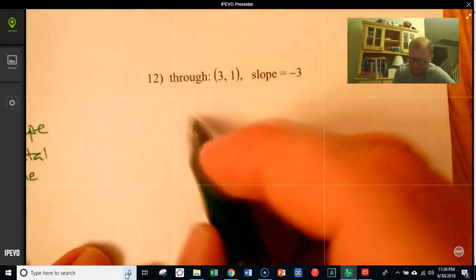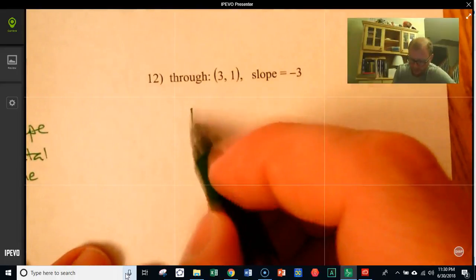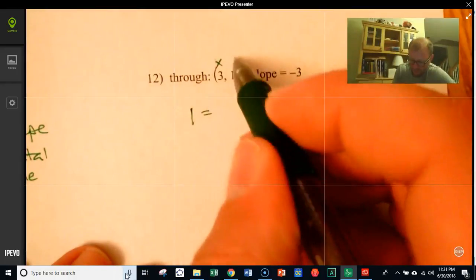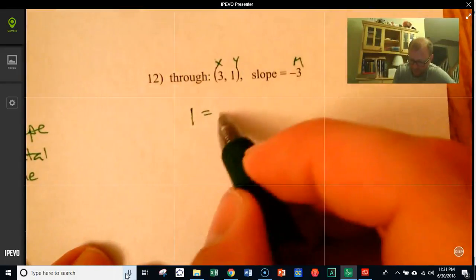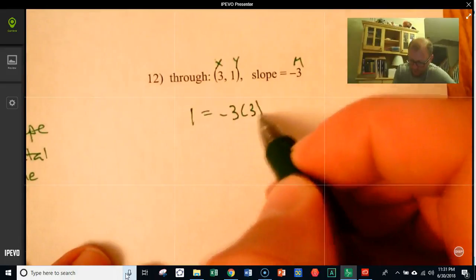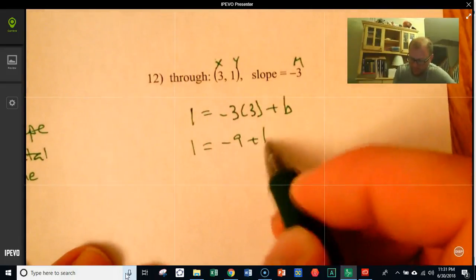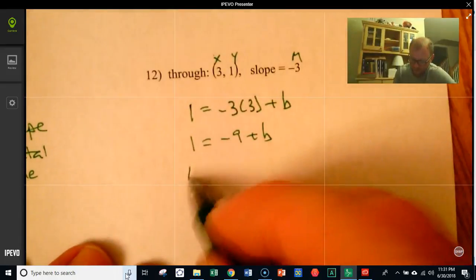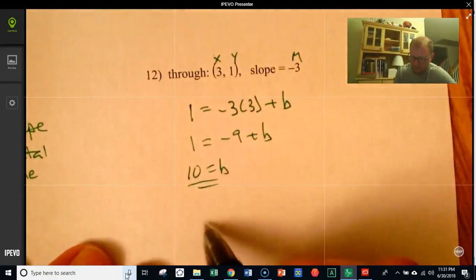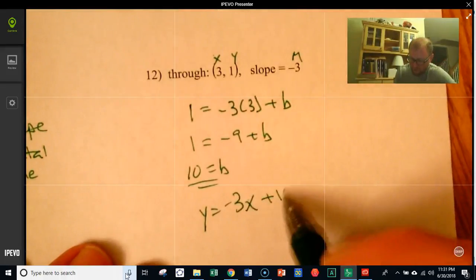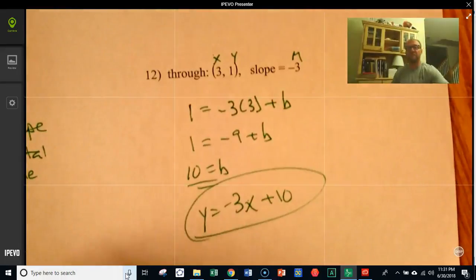So here we have, let's see, 1 equals, this is our x, this is our y, this is our m, -3 times 3 plus b. 1 equals -9 plus b, add 9 to both sides, 10 equals b, so y equals -3x plus 10. Pretty easy.